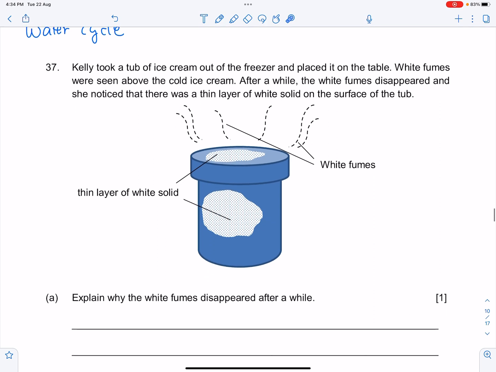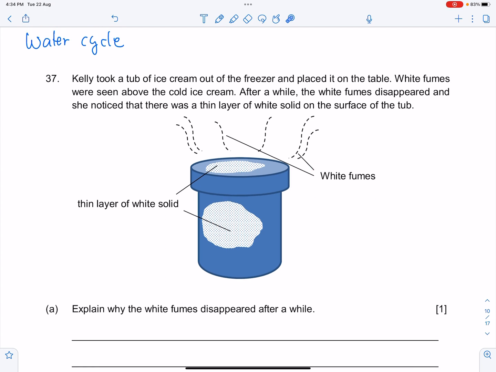Let's take a look. The white fumes, given that they can be seen in the air, try to form some relationship between this and the water cycle. You will realize that, hey, the white fumes are like my white clouds. And yes, it's true. Now, how do we get these white fumes floating in the air? There must be some warmer water vapor losing heat. Now, because this is a cold ice cream, it cannot be the ice cream losing heat because the surrounding temperature would be of a higher temperature than the ice cream.